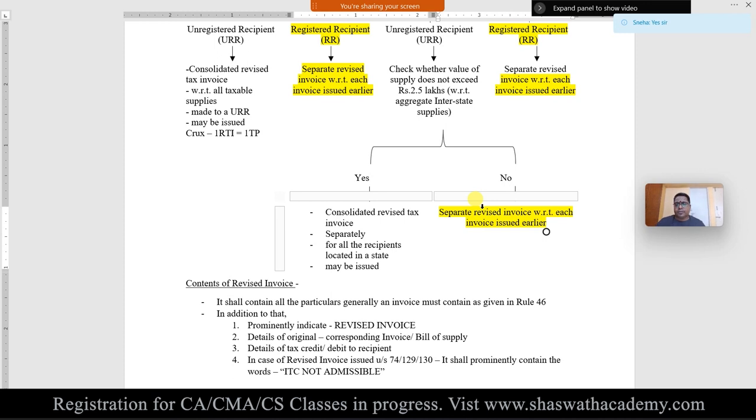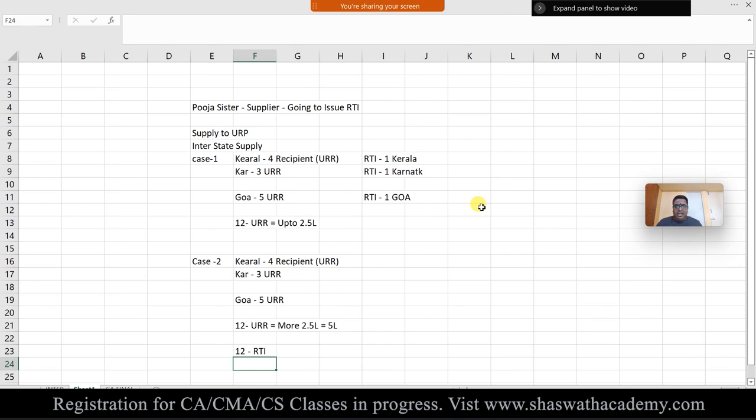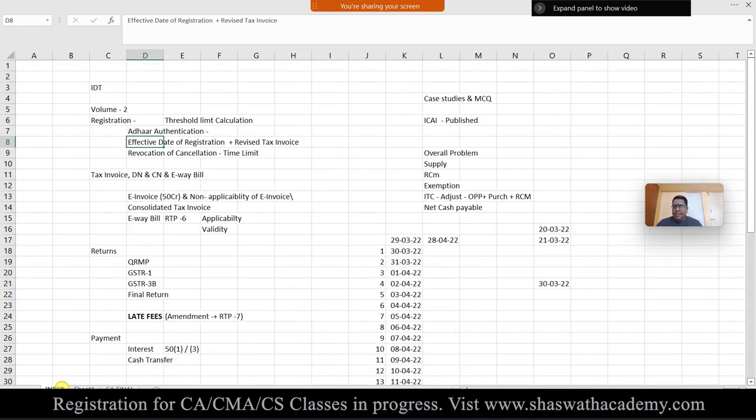Guys, everybody, are you with me? Clear? Any doubts here? No doubt, sir. Excellent, my dear brothers and sisters. That means, sir, where I am heading towards. Look at this. I have completed threshold limit, Aadhaar authentication and effective date of registration plus revised tax invoice. My dear, shall I step into the last important amendment area, revocation of cancellation?